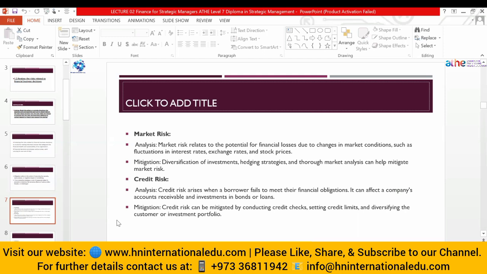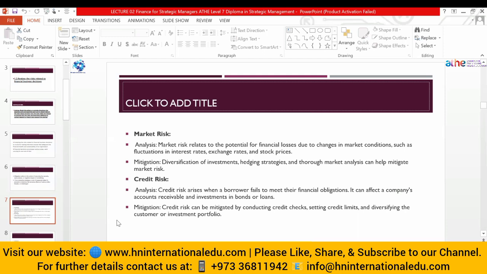Credit risk. Credit risk arises when a borrower fails to meet their financial obligation. That is, you have taken a loan from a bank or any source of finance, and now you're not able to pay back. It can affect the company's accounts receivable, that is the money which is going to come inside, and investments in bonds or loans.